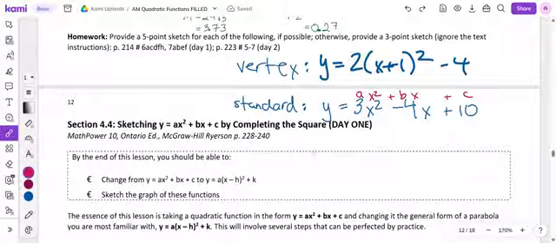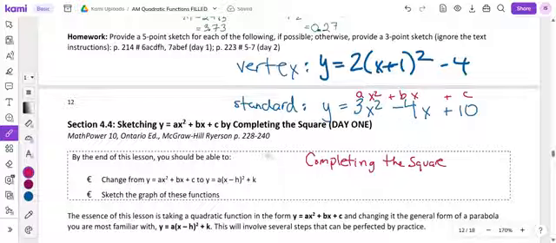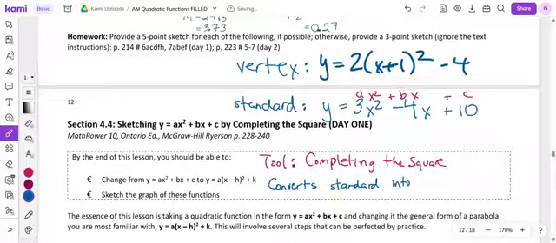Okay, so I want us to write what completing the square is. So this new tool, completing the square. Okay, I'm going to call it a tool. It's my new tool. What does it do? Well, it will convert standard into vertex form. So if I give you a quadratic equation in standard form, and I say graph it, you need to do some work in order to graph it. Yes?